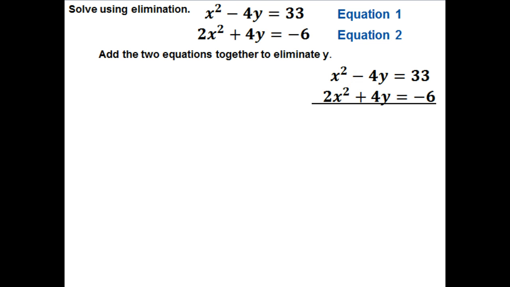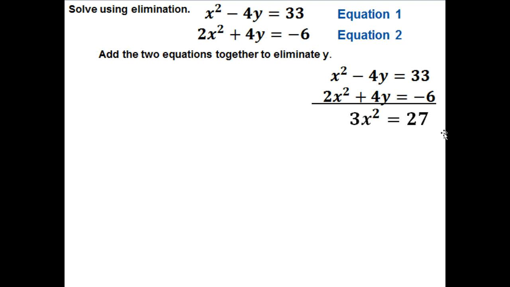So here are my two equations. I wrote them exactly as they appeared up here. The only difference is I wrote an underline here, just indicating that I'm going to add these two together. My y's would cancel out. x squared and 2x squared would give me 3x squared. And then 33 and negative 6 would give me 27. So I've got 3x squared equals 27.